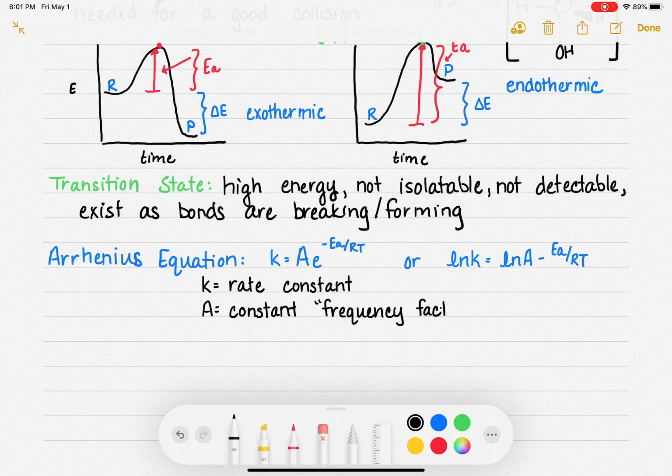The frequency factor is a constant that's specific to a reaction. So every time you solve a problem with the Arrhenius equation, you're going to have to be given the value of A for that particular reaction. And it has to do with the frequency of the collisions. So sometimes it's called the frequency factor. Sometimes it's called the pre-exponential factor, because it comes before the exponent.